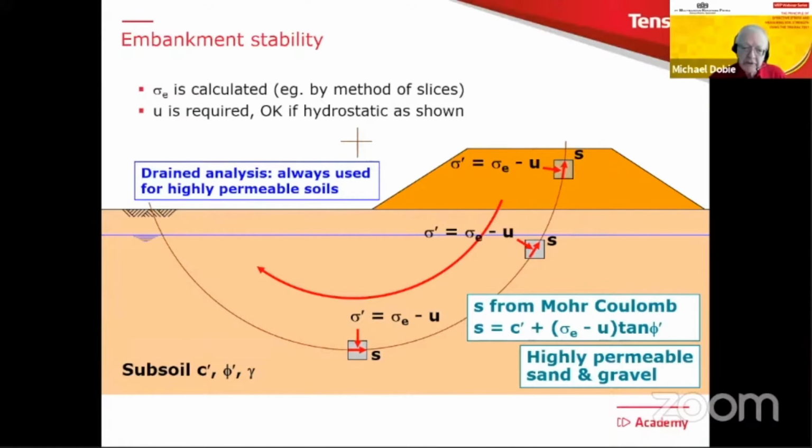So we can find out sigma e, for example, by the method of slices or finite elements. And we need to know u, but we're now assuming that we have hydrostatic conditions, so we know that as well. So we know our effective stress. So the whole system works.